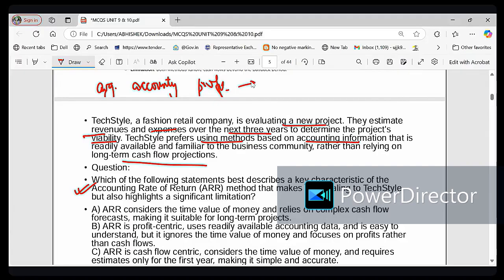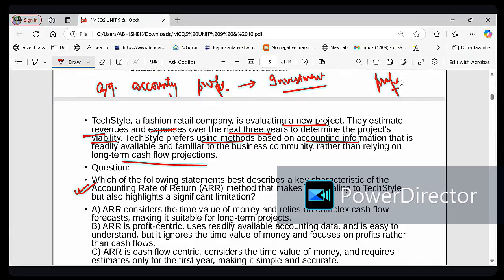Try to understand it. On one part you have the investment that the company has made, and on the other part you have the profit. So basically it compares investment with profit. It tells you how much profit a company expects to make from a project every year compared to what it invested initially.